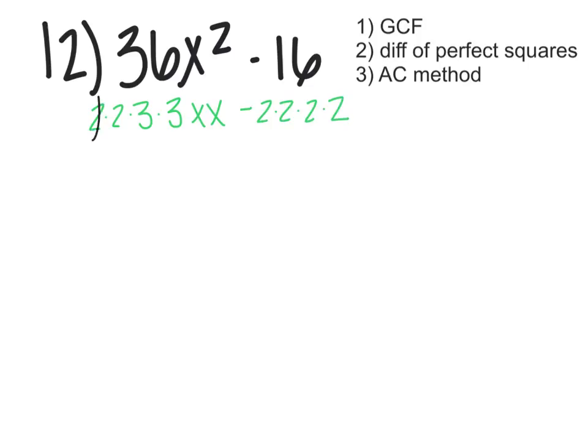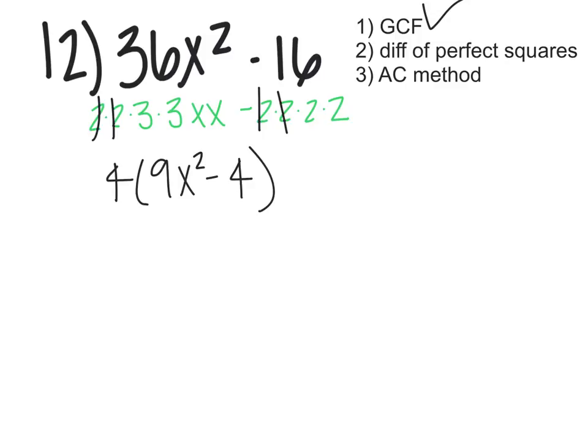So what they have in common is they both have 2 2's, so they have 2 times 2, which really means they actually have 4 in common. And then left over I have 3 times 3, which is 9x squared minus 4. So I took care of the GCF, so now I'm going to look to see if there's a difference of perfect squares. And difference of perfect squares means there's a minus sign, which there is. Perfect squares means they're both perfect squares, which they are. So this is going to be a difference of perfect squares.